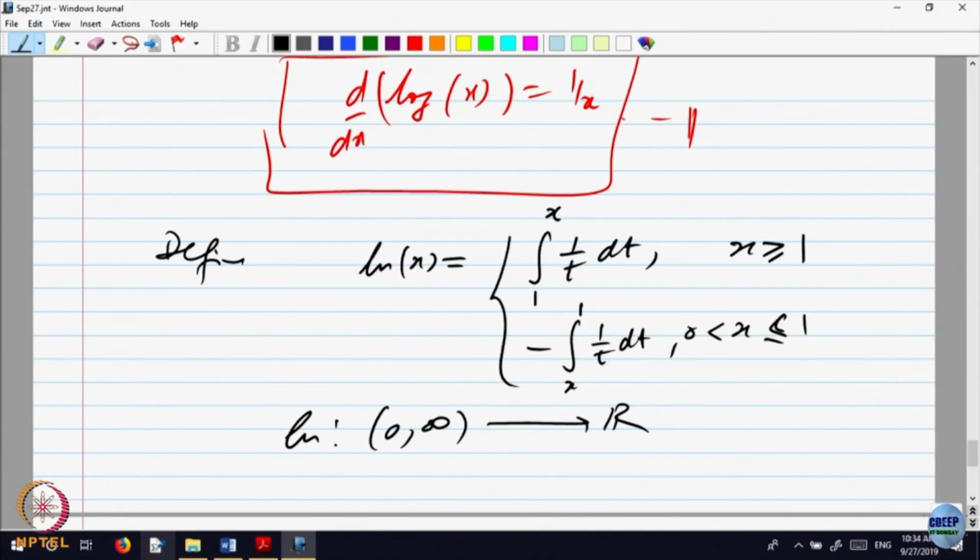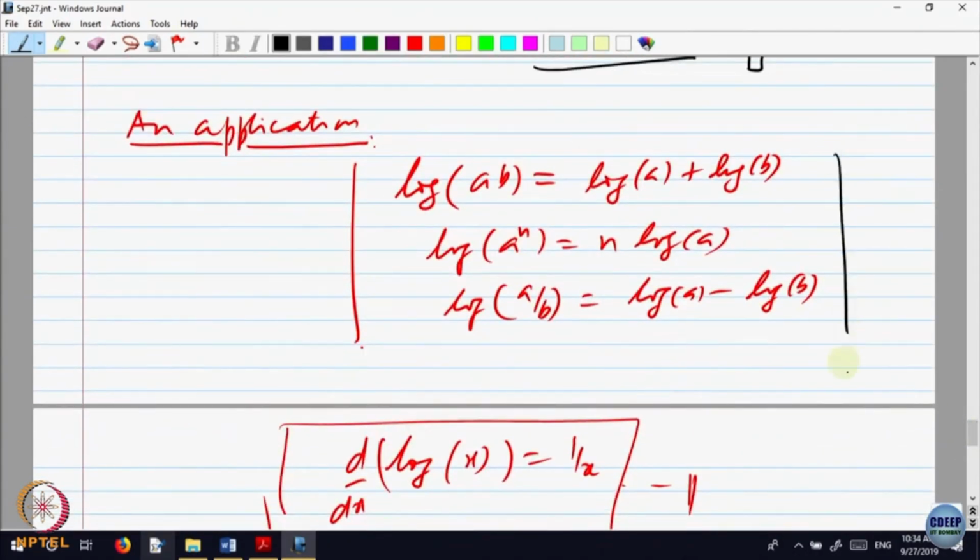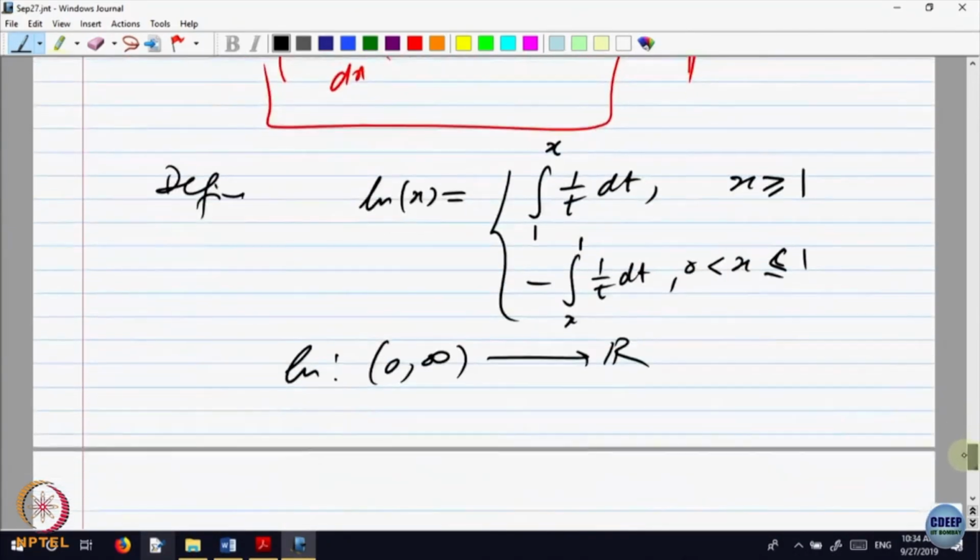One can also prove those other properties of ln, like the derivative being 1 over x. It's very nice actually. One should try to read the proof that ln of AB is equal to, all these properties can very easily be proved for this definition, okay, and give beautiful applications of calculus basically.